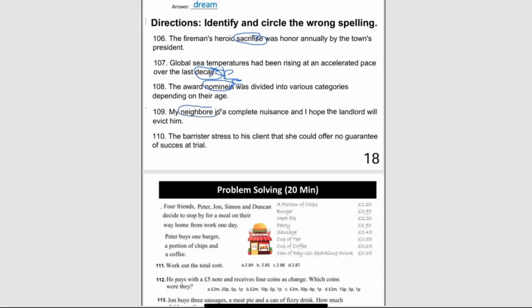For question number 109, my neighbor is a complete nuisance and I hope the landlord will evict him. Wrong spelling is the word neighbor. It should be N-E-I-G-H-B-O-R.